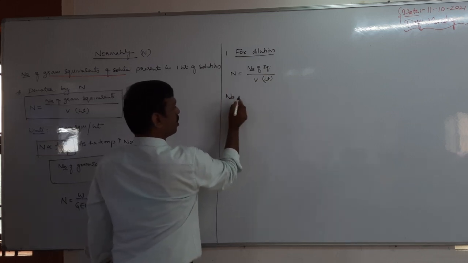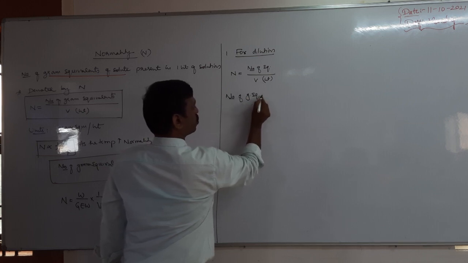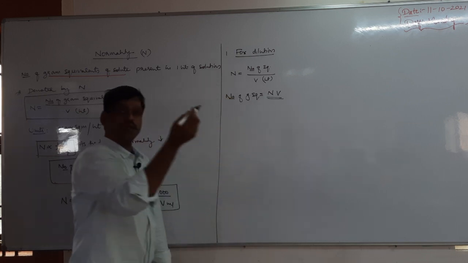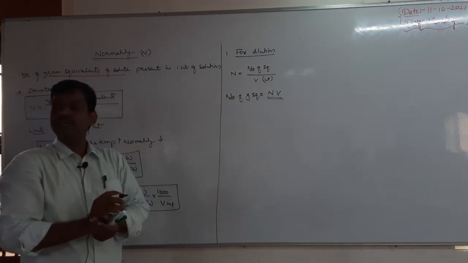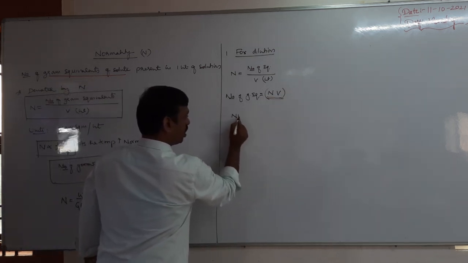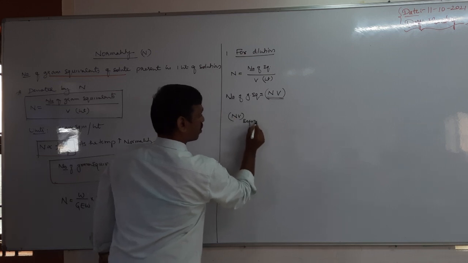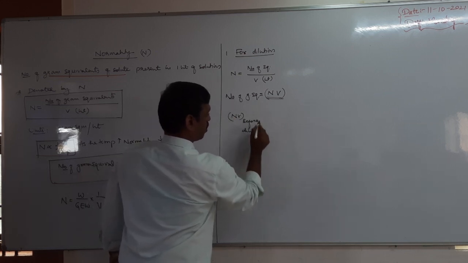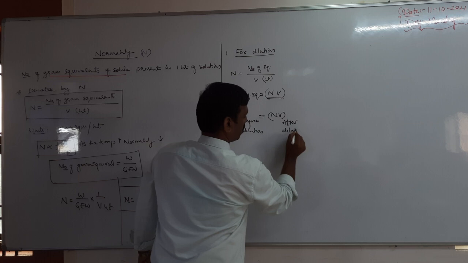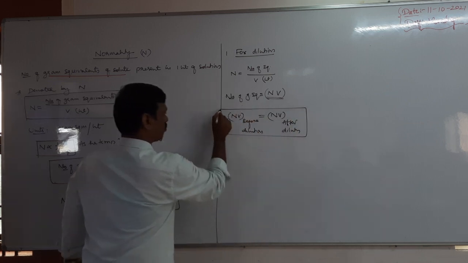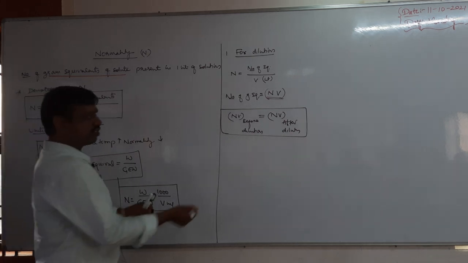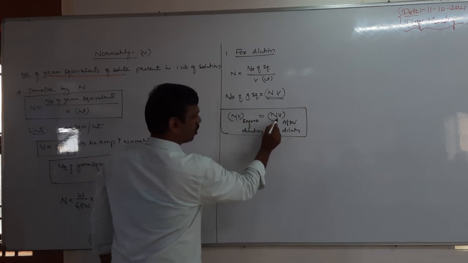So how do you write number of gram equivalents? It equals N into V, V should be in liter. That means N into V remains constant before dilution and after dilution. Therefore, N into V before dilution equals N into V after dilution. So this formula can be used for dilution. You can also take N1 V1 equal to N2 V2.